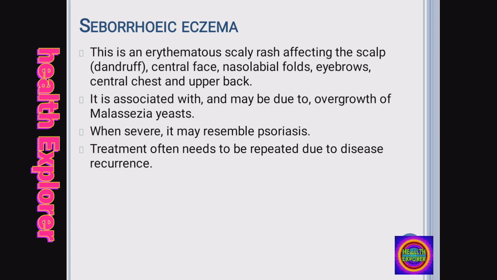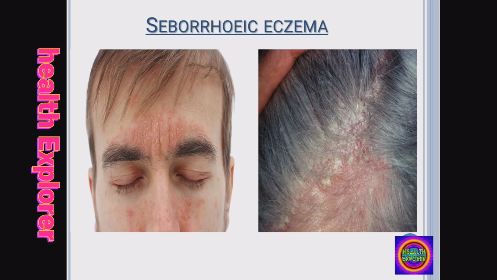Seborrheic eczema. This is an erythematous scaly rash affecting the scalp, dandruff, central face, nasolabial folds, eyebrows, central chest and upper back. It is associated with, and may be due to, overgrowth of Malassezia yeasts. When severe, it may resemble psoriasis. Treatment often needs to be repeated due to disease recurrence. Seborrheic eczema.